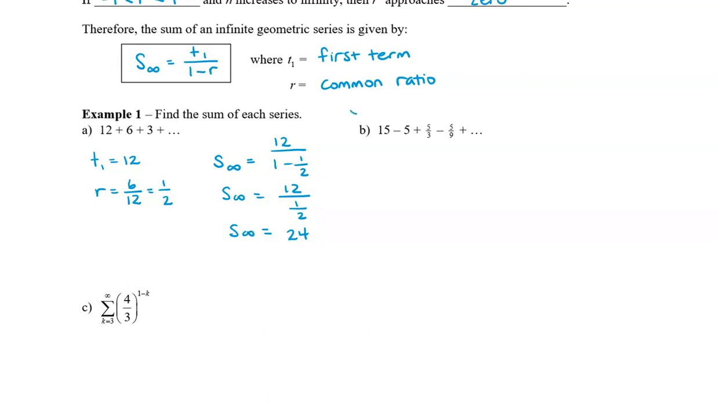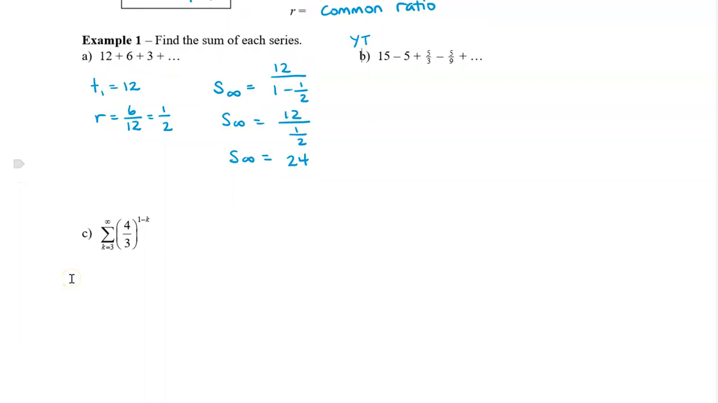All right, you can try B on your own. So I'll call this your turn. But let's take a look at this one for part C, because it doesn't have the whole sequence written out. So what we're going to have to do is use the sigma notation. So we can see that we start with k equals 3. So we need to find out what our sequence is.